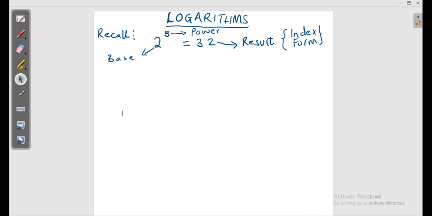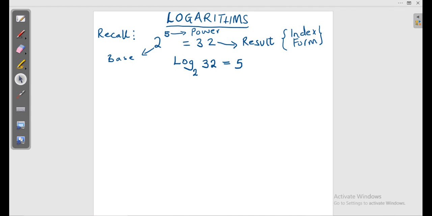To write this in a logarithmic form, what you do is to write your log. Now in some books you see them write log as LG. So whether it is written as LG or it is written as LOG, you're saying the same thing. The base from the index form is 2, so the base for the logarithmic form will also be 2. The result is 32, so that gives you log 32 base 2 equals to your 5. I hope that is clear.